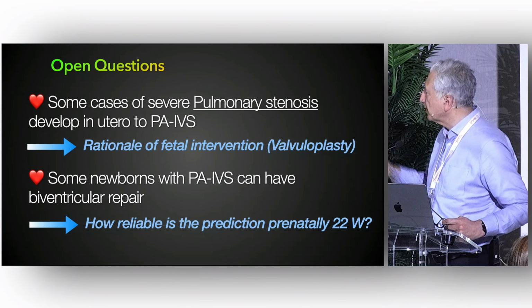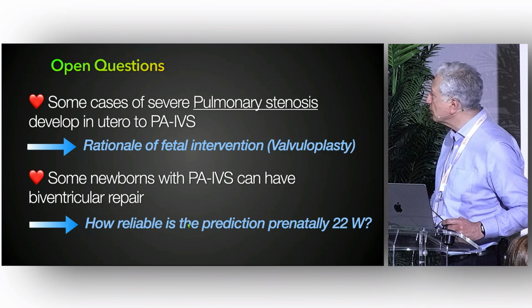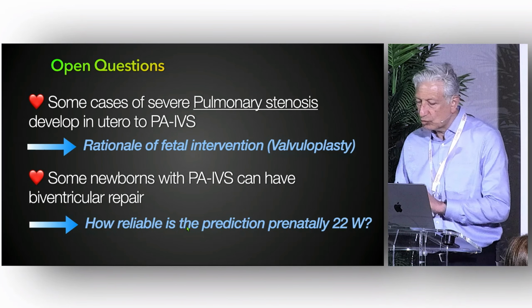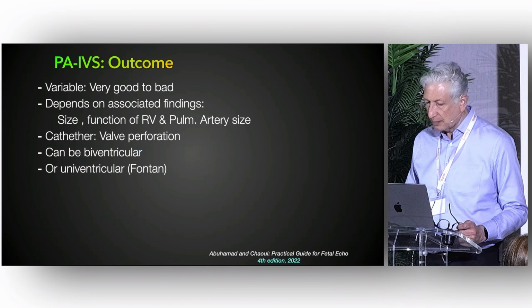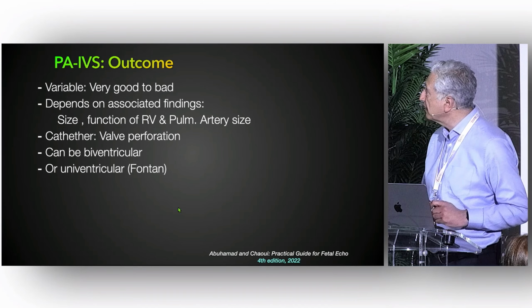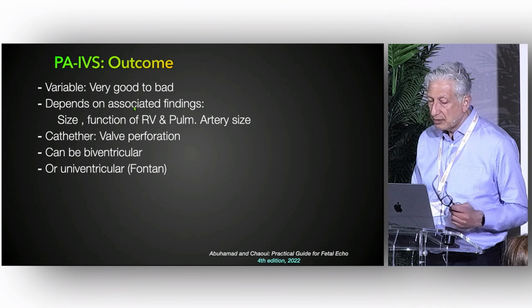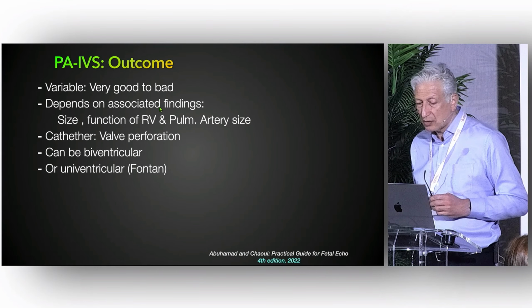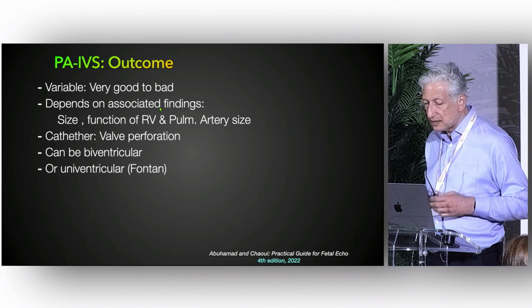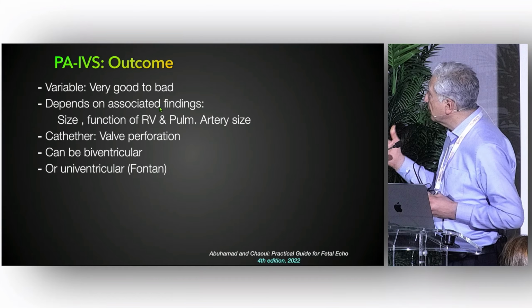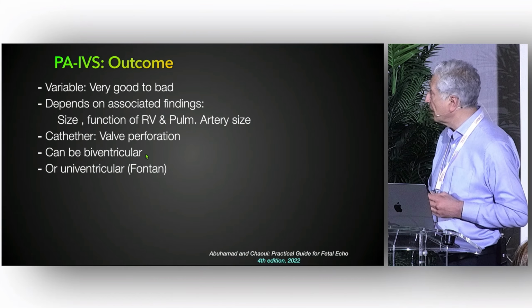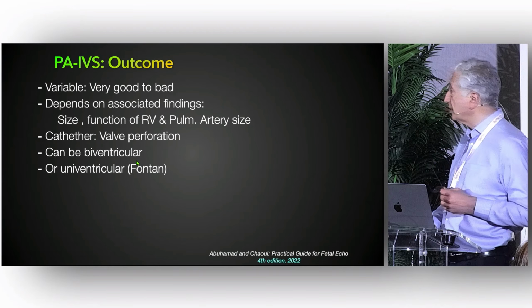But keep in mind, is it really easy to have a counseling at 22 weeks to tell them, I'm sure it's going to be biventricular or monoventricular? So outcome depends at the end; it can be very good to bad, because, you know, if you have an atresia of one of the great vessels or an aortic atresia in parallel course, it's also bad. It can be associated findings, as I told you before. You can perform perforation, you have a biventricular repair or univentricular repair.